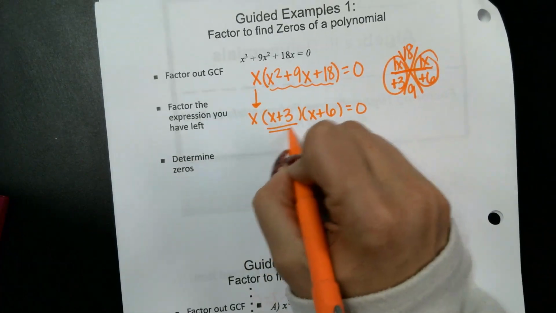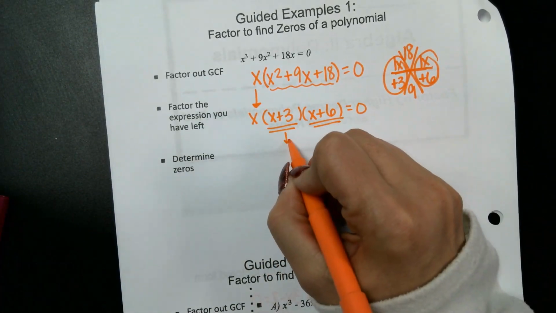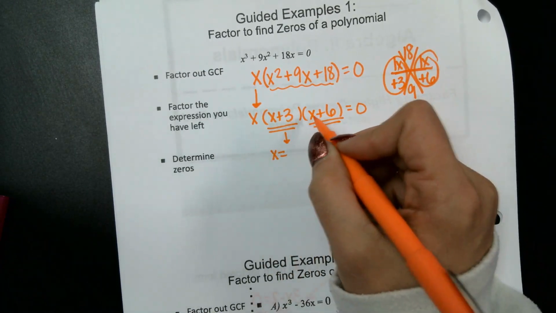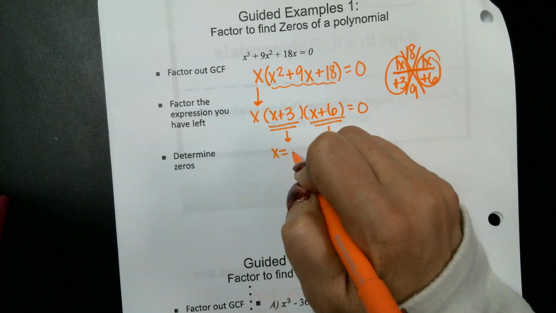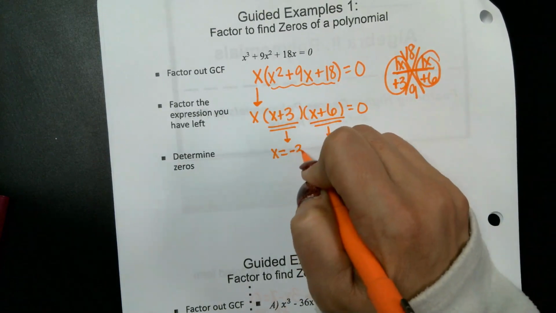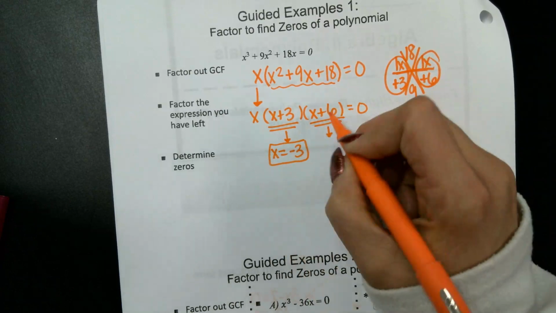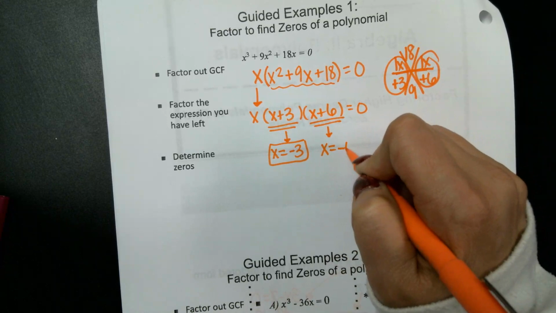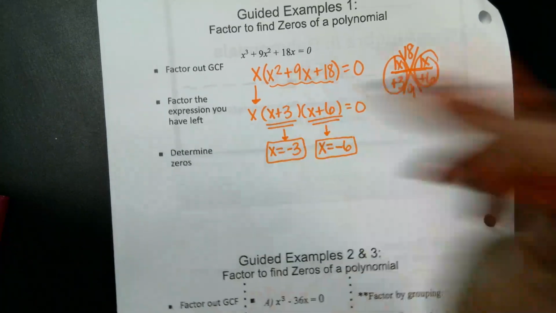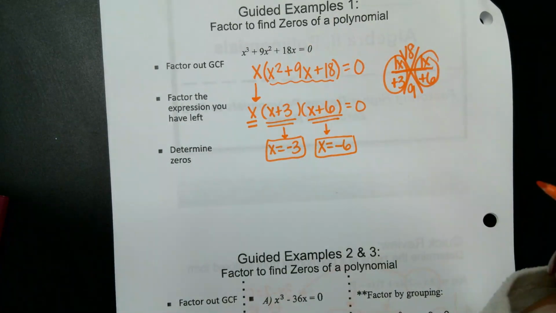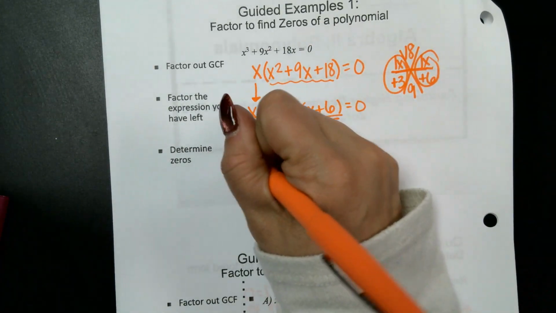So this one and this one would be, if we set this equal to 0, x would equal what? This one. And then if I set x plus 6 equal to 0, x would equal negative 6. Now the x out front, whatever is out front, you just set equal to 0. Well, wouldn't that just say x equals 0?